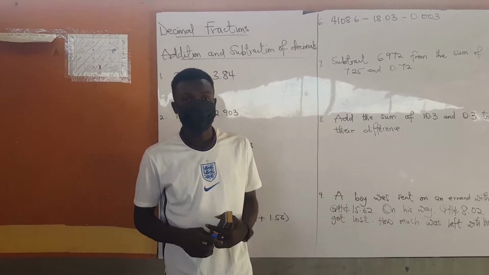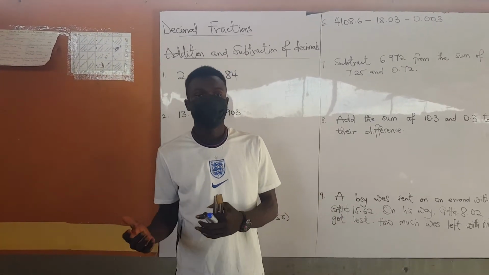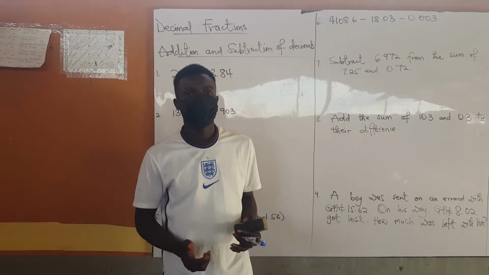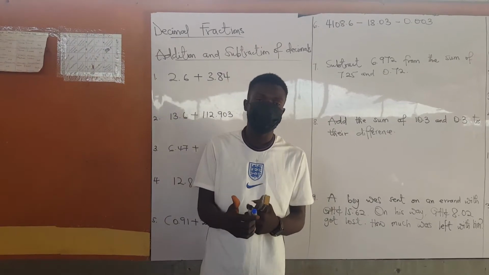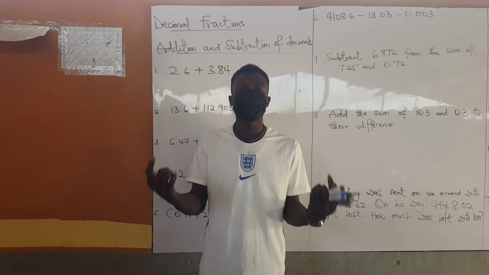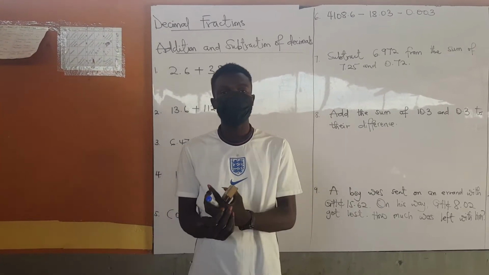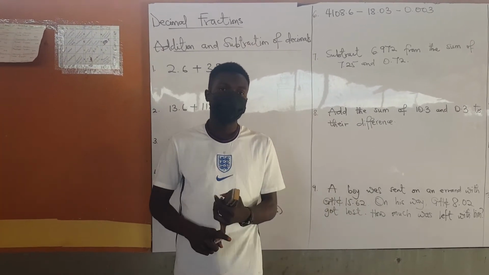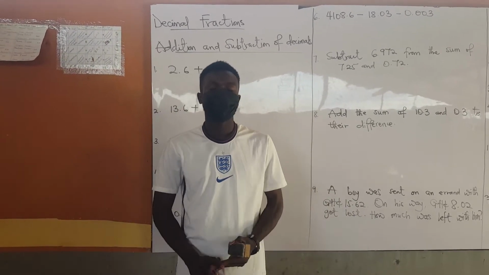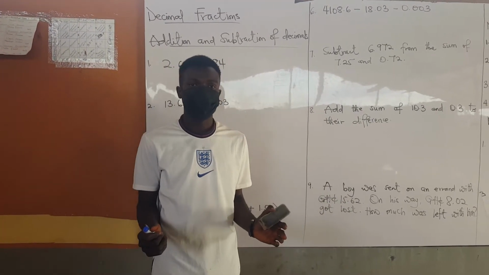Today we want to continue from where we stopped. The other day we looked at changing decimals to common fractions and fractions to decimals, and also at comparing and ordering of decimal fractions. Today we want to look at the operations on decimal fractions. When we say operations on decimal fractions, it is the addition, subtraction, multiplication, and division of decimal fractions. So let's start with the addition of decimal fractions.